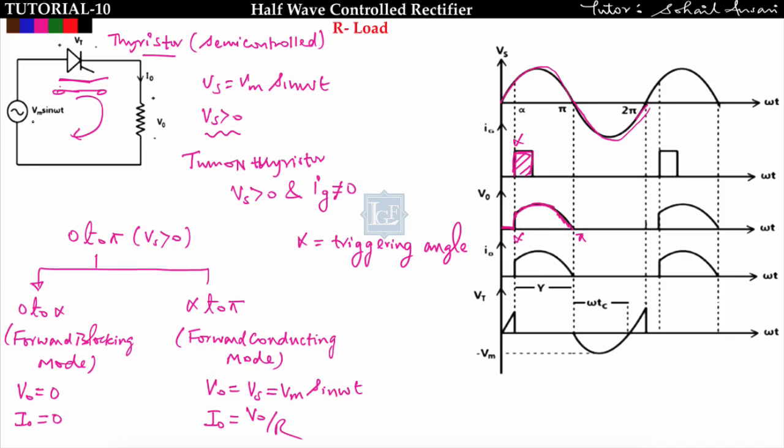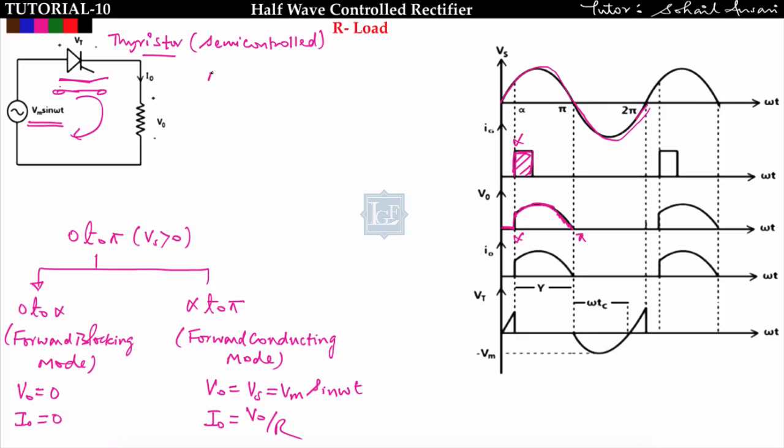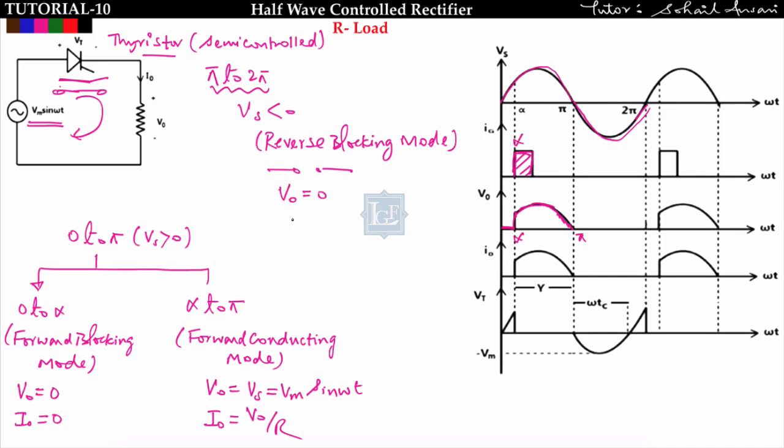After pi, the supply voltage is getting reversed, meaning from pi to 2 pi the supply voltage is reversed, that is Vs is less than 0. The moment the supply voltage Vs is less than 0, this thyristor will move into the reverse blocking mode, meaning this thyristor will be replaced by an open circuit, and in this case V naught will be 0, I naught is equal to 0, and what will be the voltage across the thyristor?